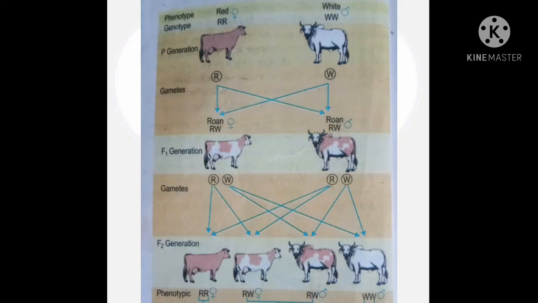So once again see here, phenotype red and white. Red is crossed with white. Genotype capital RR for red, capital W capital W for white. These are the parental generation, and the gametes formed are capital R for red and capital W for white. In the F1 generation we got all roan color, that is capital R capital W. Then by selfing of the F1 generation, in the F2 generation we got a 1:2:1 ratio. In phenotype, observable characters, one red, two roan and one white. And in genotype, one capital RR, two capital R capital W and one capital W capital W, that is 1:2:1.